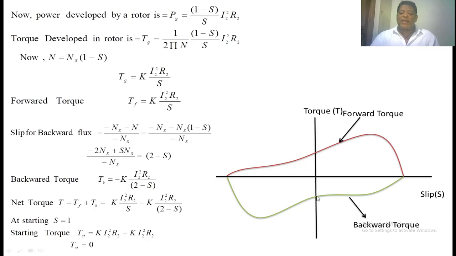The magnitude of the backward torque and the magnitude of the forward torque are both equal. If we find the resultant of these two graphs, at this point the value becomes 0. So the net starting torque developed in a single phase induction motor becomes 0. So we can say very easily that the single phase induction motor is not a self-starting induction motor.